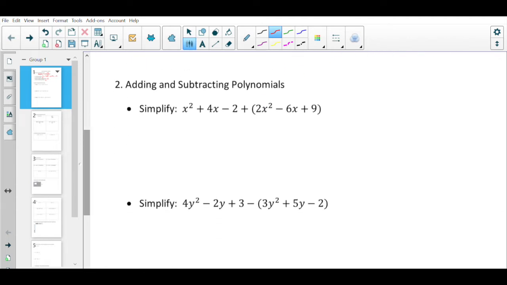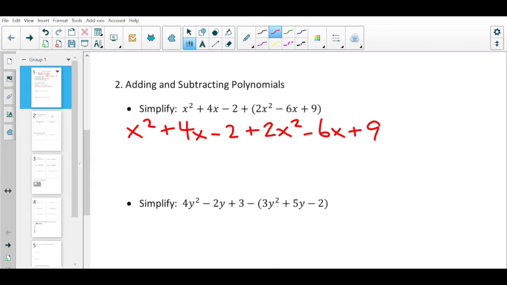So we have the situation where we have these brackets. So when you're adding polynomials, x squared plus 4x minus 2 plus, and we come across this bracket, there's a plus sign, so there's nothing more to do other than just drop the brackets. It doesn't change the value within the brackets, so you can just drop the brackets without changing the signs within.